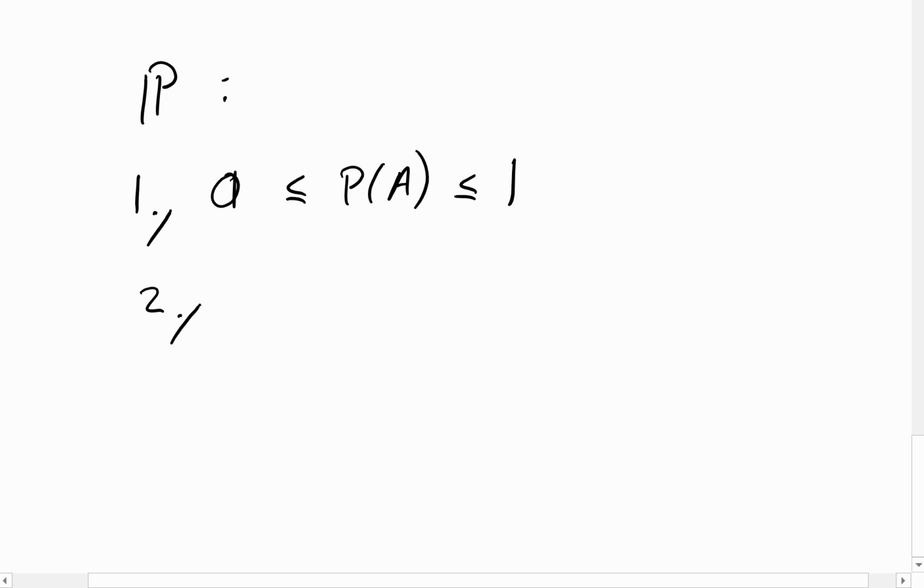Now, 2, the probability of the sample space. So remember the probability of my house. We're inside a house. The probability of something happening inside my house, because I'm only considering my house, has to be 1. So the probability of all the events which happen inside my house, if I put them all together, has to be certain, because there has to be certainty that something's going to happen. So the probability of my sample space, my house, is going to be 1.